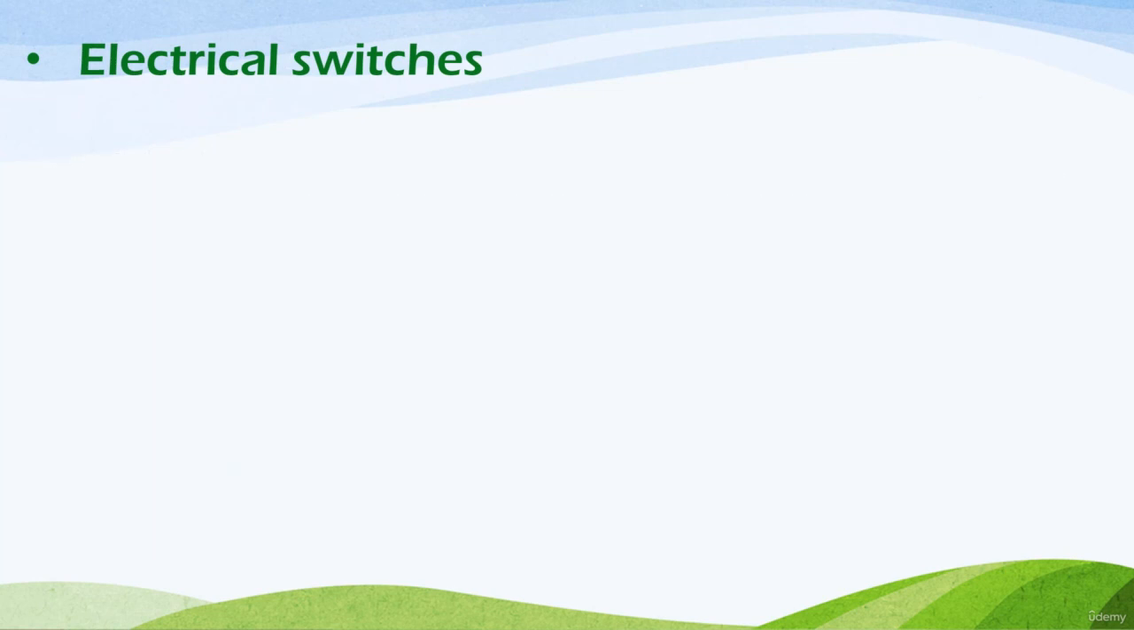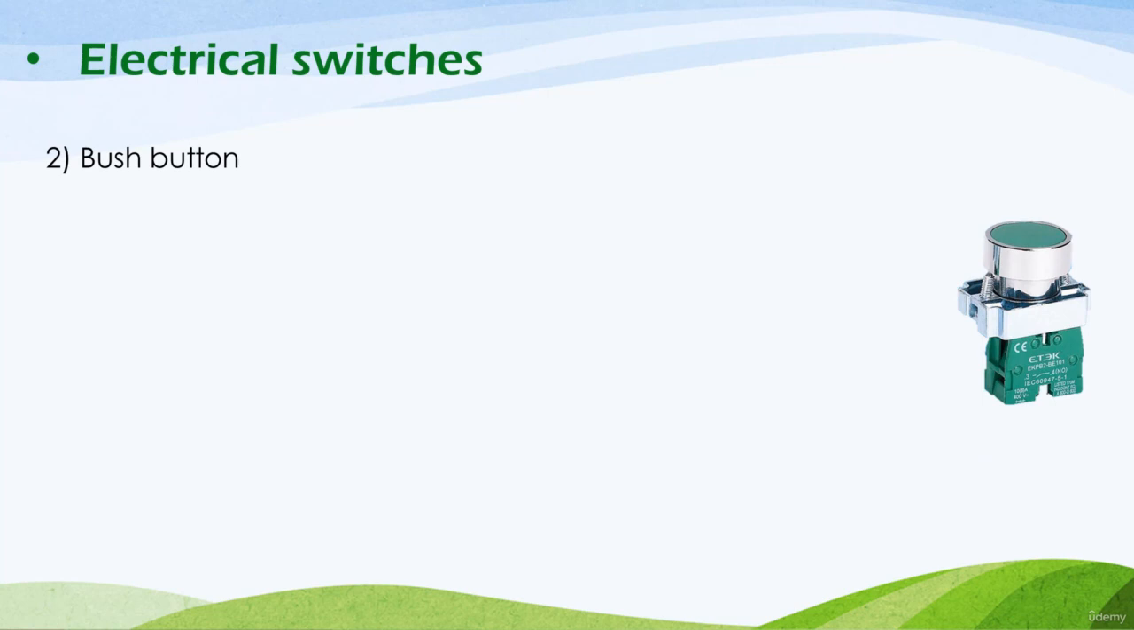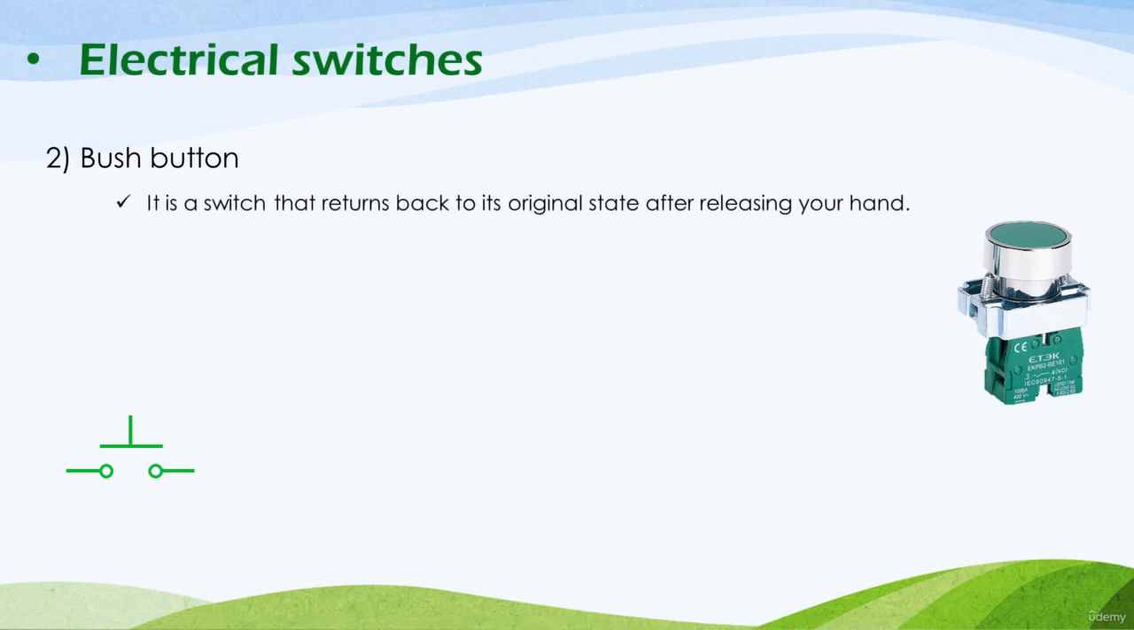Now the second type of switches we have is called the push button switch. And here this is the shape of the push button switch, and also this is its symbol in the controlling diagrams. And this push button switch has the inverse idea of the toggle switch, as here the push button switch returns back to its normal condition after releasing your hand. So if you set the push button switch at the on state, it will return back to the off state after you release your hand from the switch.